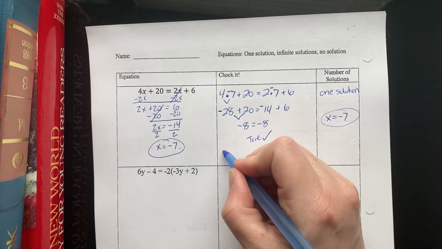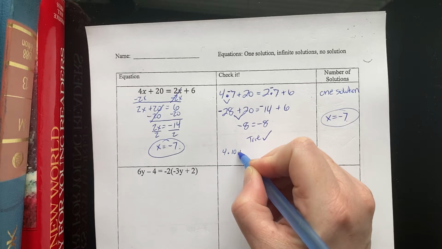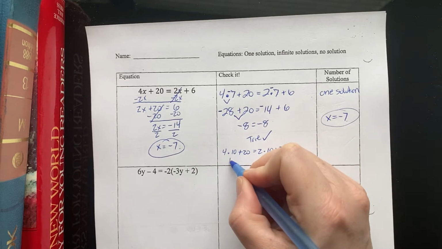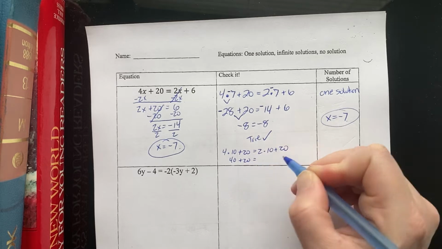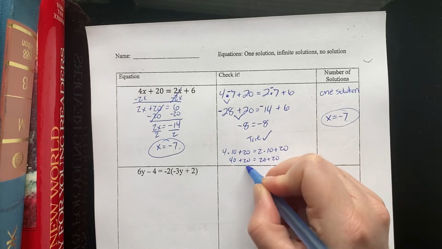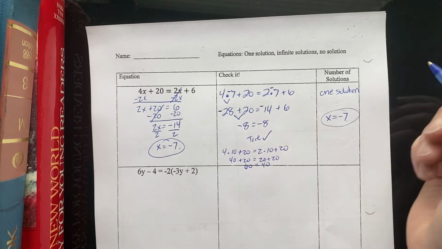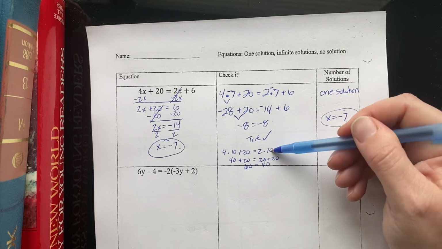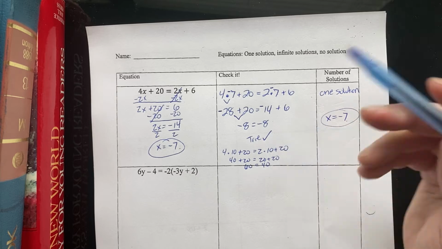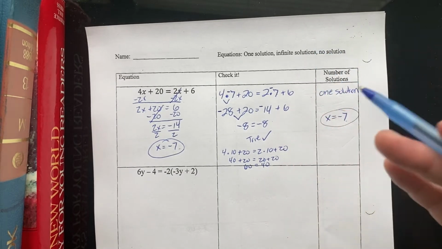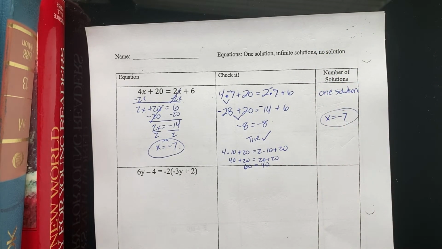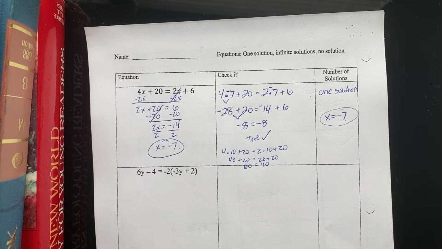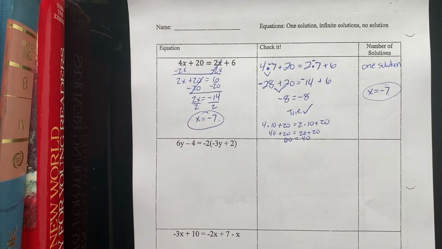You know, if I substituted in 4 times 10 plus 20 equals 2 times 10 plus 20, 40 plus 20, 20 plus 20, 60 doesn't equal 40. That tells me, because this is a false statement, that 10 is not the solution for x. So keep that in mind, because as we get infinite and no solutions, this could come up. But remember, I'm doing the check step here. I'm not solving for the variable. Let's look at the next one.